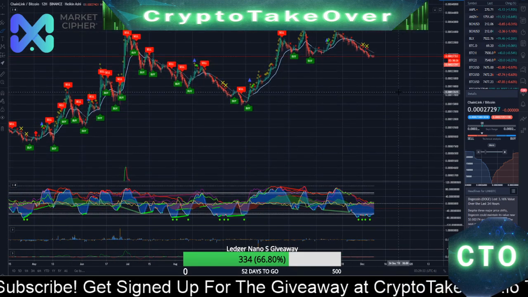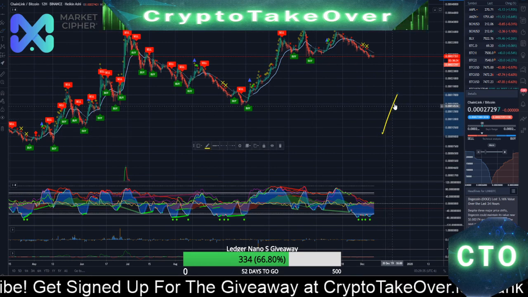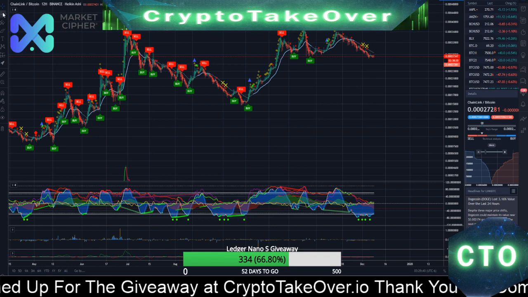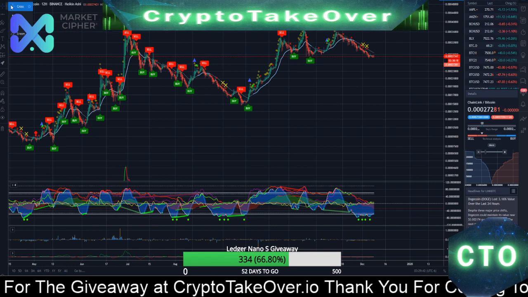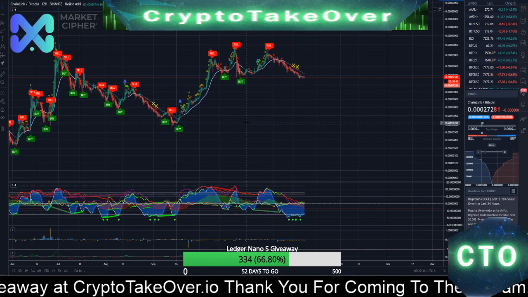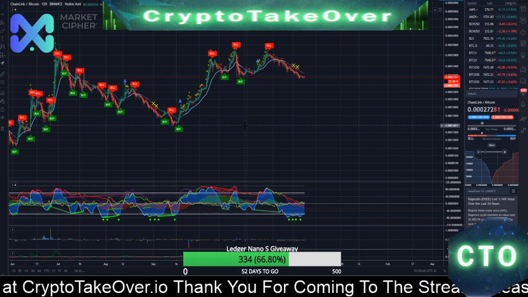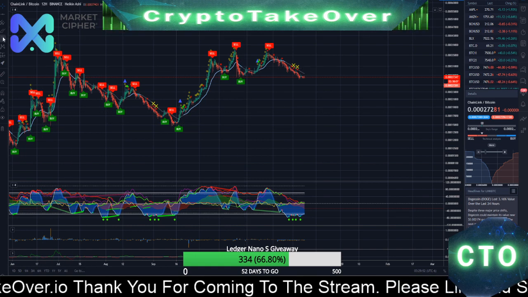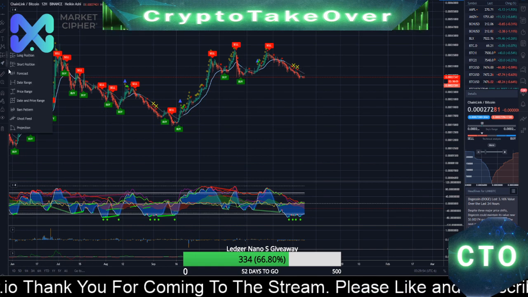So yeah, I do believe that this coin has kind of had its run for the time being, and I think that another area, a safe area to probably get in on this coin would probably be maybe around the 14,000 area, 14,000 sats probably.